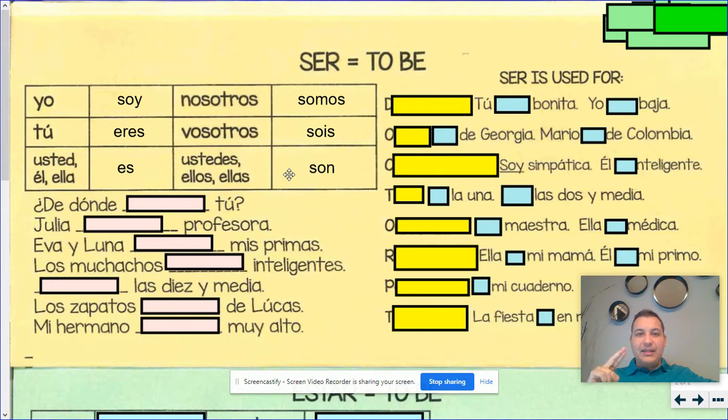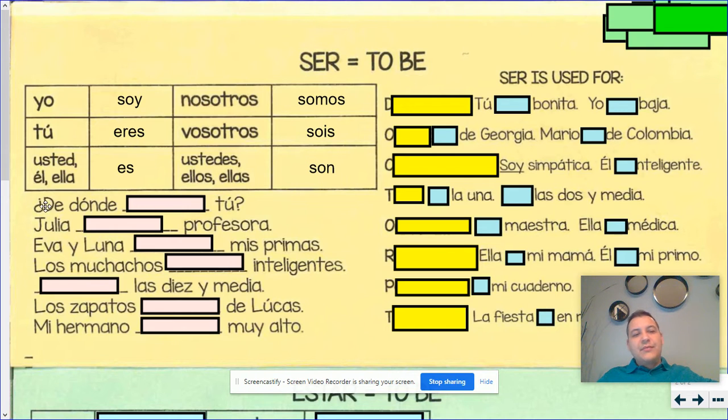Something interesting to know is, if you have a mix of people that are female and male at the same time and you are addressing them, you have to put it as masculine, okay? Even if that means there are like 10 girls and one guy, you have to make it masculine. Now, if you have 10 girls and just girls, then you'll say ellas. Now, if you have 10 guys and one girl, it will be masculine as well, ellos. All right, that's just something to know how to address them.